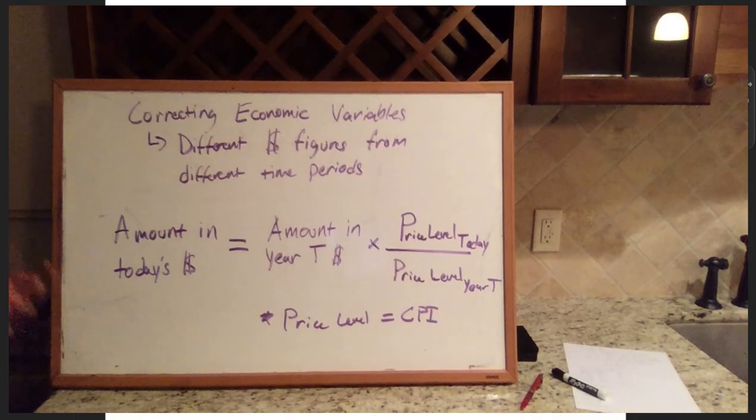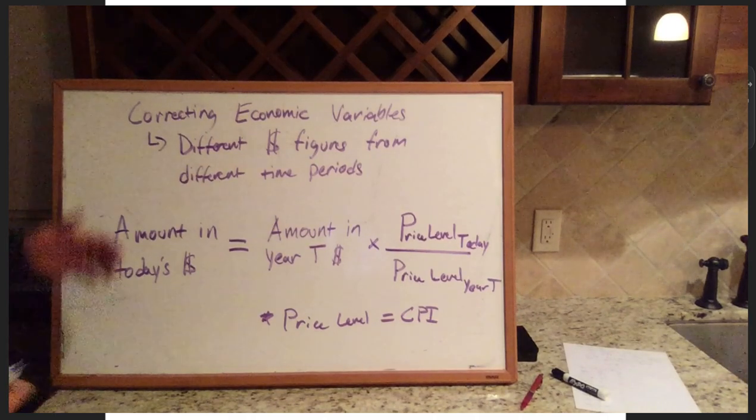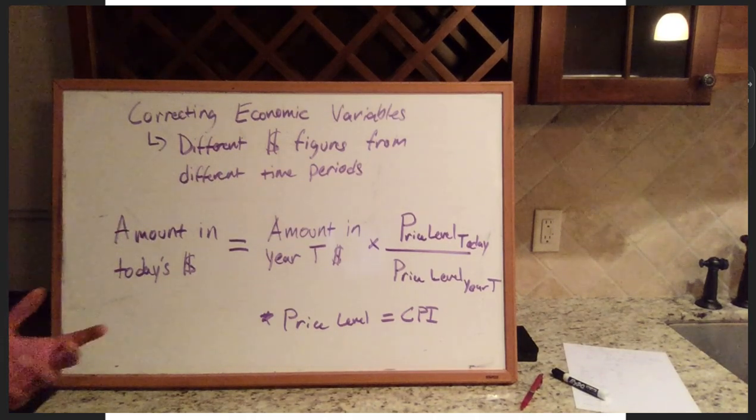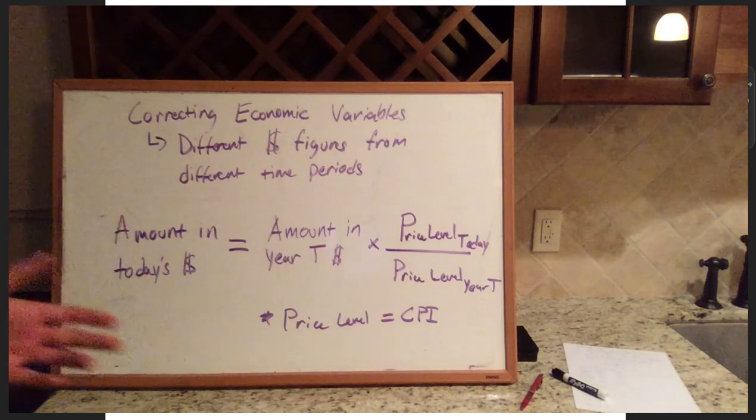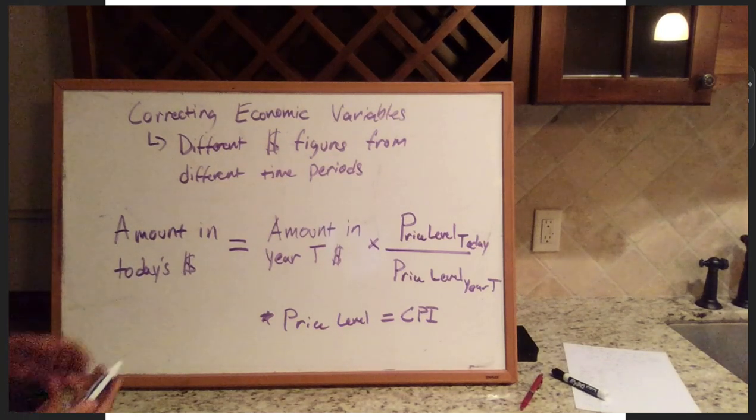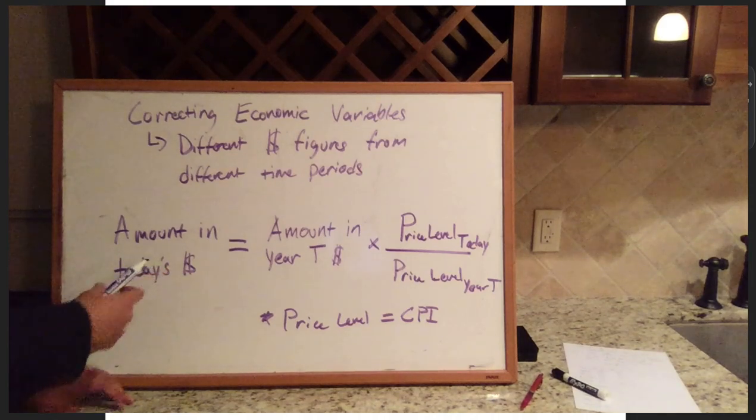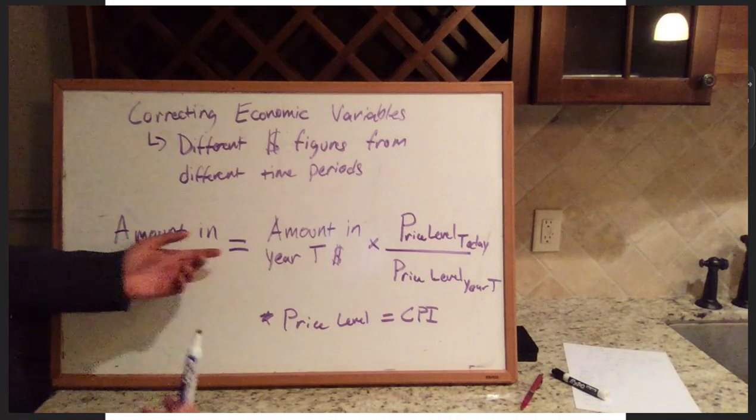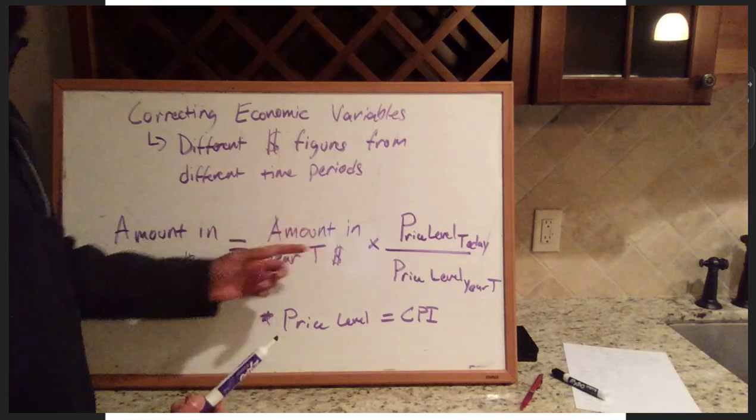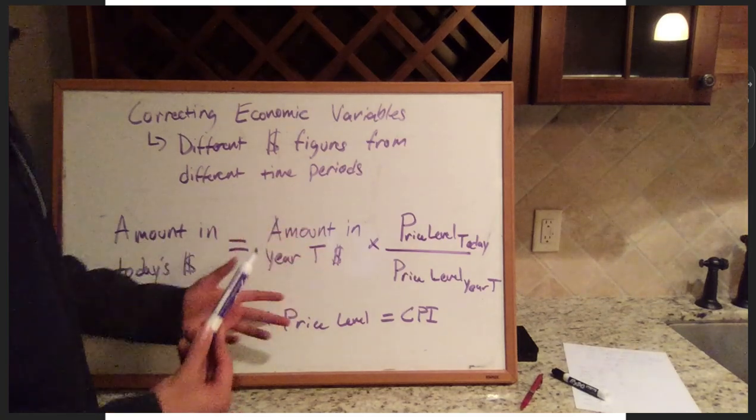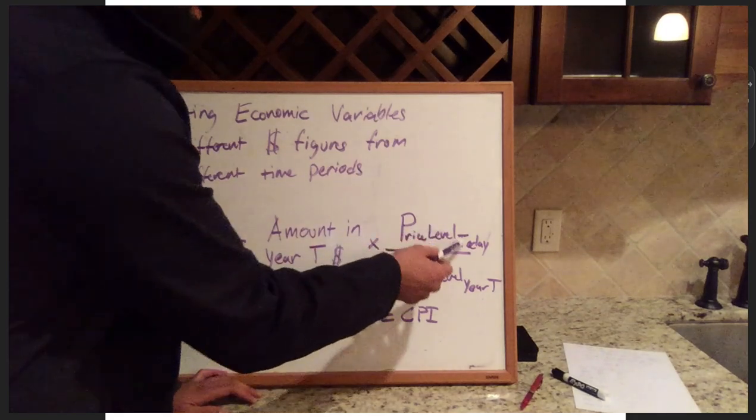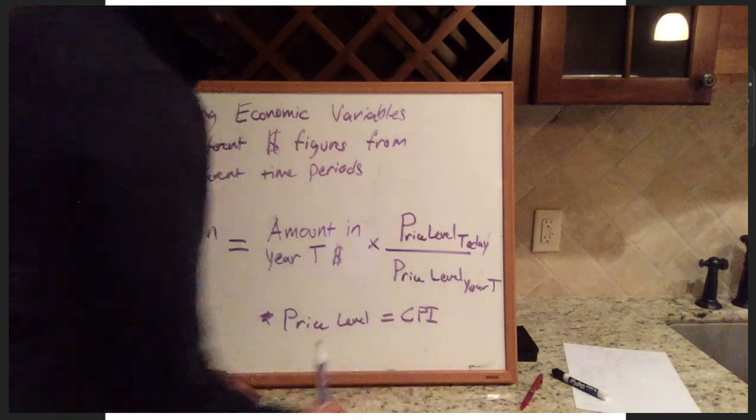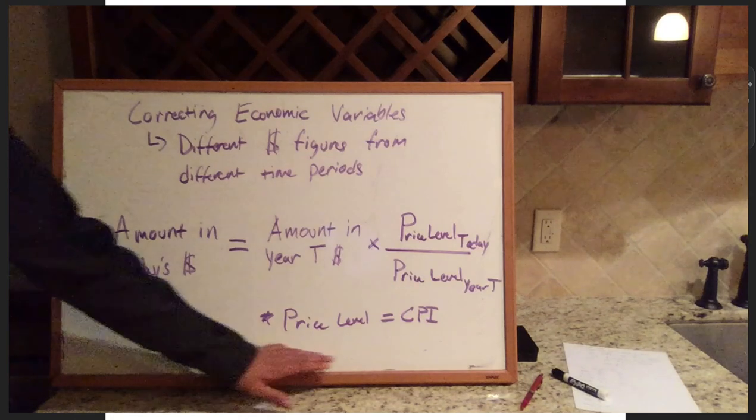All right, so the next portion is going to be correcting economic variables. Here we have different dollar figures from different time periods. If we want to convert different incomes in the past to a certain amount today, we can. So the formula is the amount in today's dollars, or the most current year, equals the amount in year T dollars, so the previous year or whatever year we're looking at, the year furthest away from you, multiplied by the price level today, divided by the price level in year T. Just as a hint, price level equals CPI.